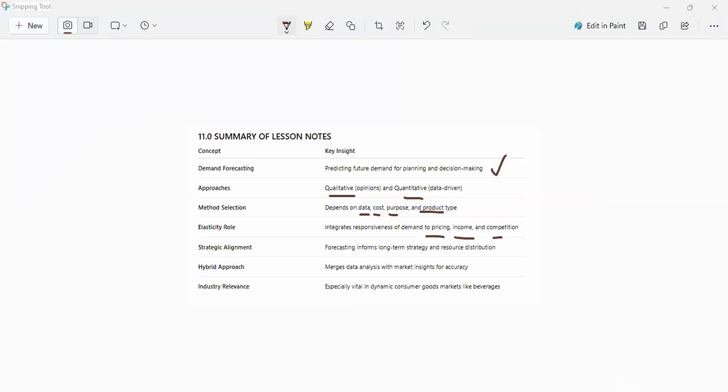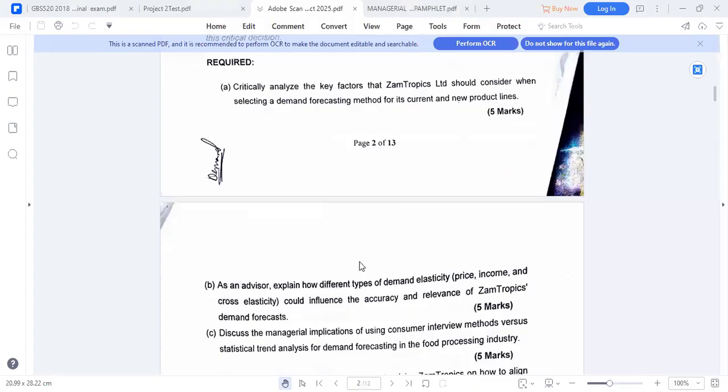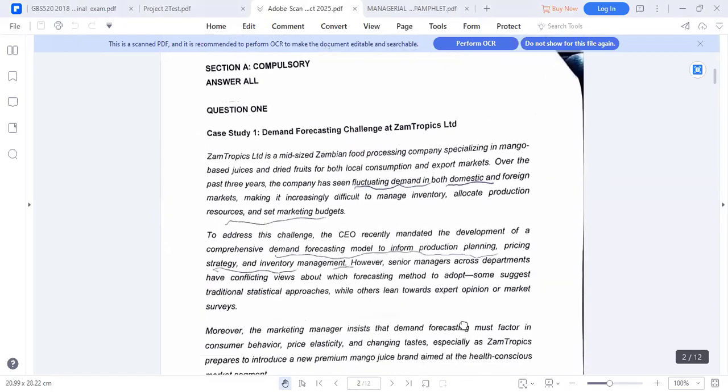Good, I'll proceed with this. Having explained the entire process of demand, we'll read through the question here again.